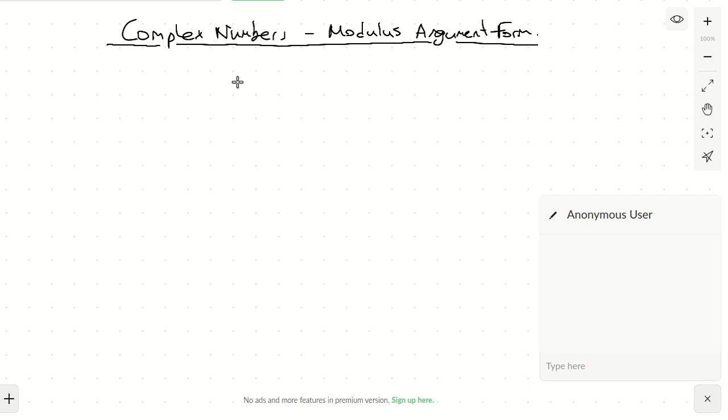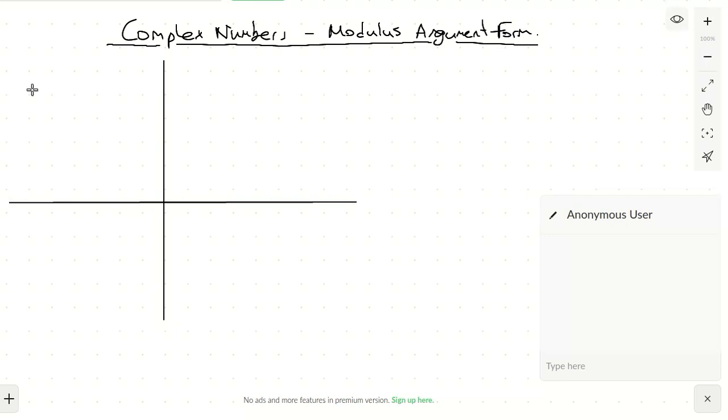Okay, hello again. This is just a video on the modulus argument form of a complex number. The work you've been doing recently has basically argued that you can have a geometric interpretation of a complex number on something called the Argand diagram. Now, I will say a few words about that. I apologize, it will be a little bit philosophical again.